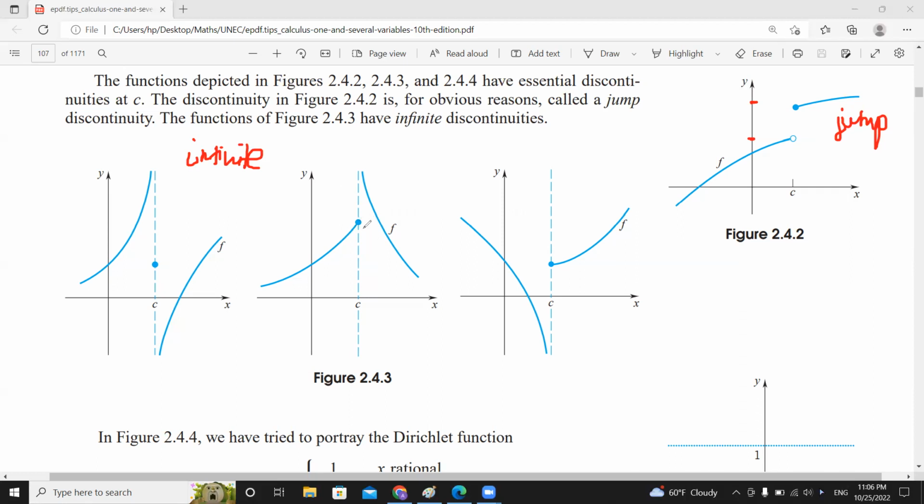So here you can see in the second figure, the left limit is a certain number, the right limit is infinity. The limit obviously doesn't exist. The same case for the third figure, the left limit is negative infinity, the right limit is a certain number. Obviously the limit doesn't exist. So in all these cases, we are talking about the infinite discontinuity.